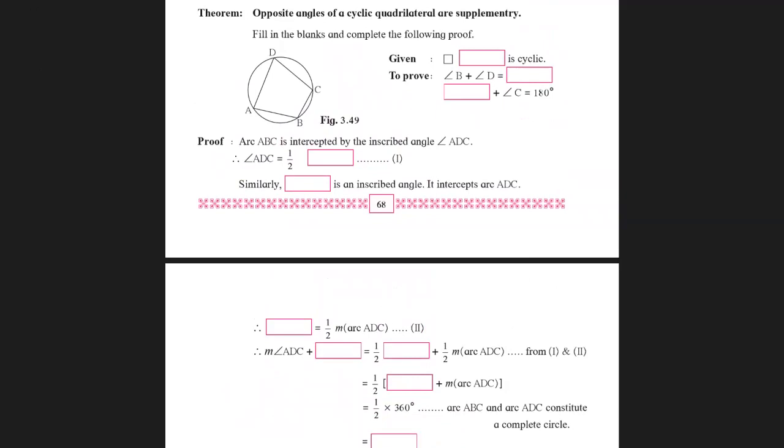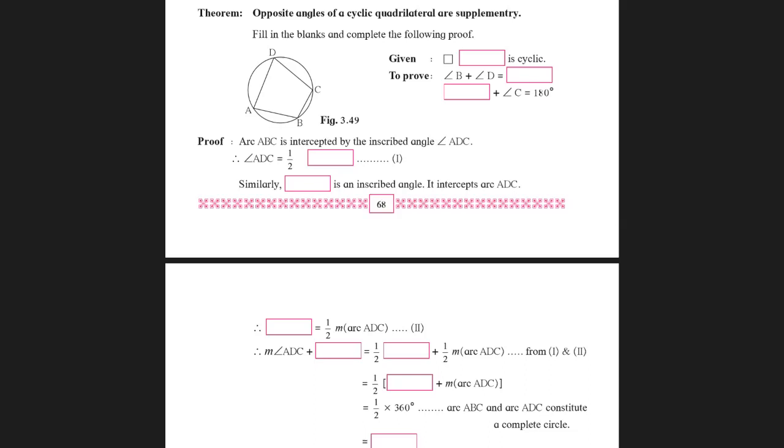You are given quadrilateral ABCD is cyclic. You have to prove angle B plus angle D is 180, and angle A plus angle C is 180 degrees. What is the proof? Arc ABC is intercepted by the angle ADC. So what is angle ADC equal to? Half the measure of the arc ABC. Similarly, angle ABC is an inscribed angle. It intercepts the arc ADC. So you have angle ABC equal to half the measure of arc ADC.